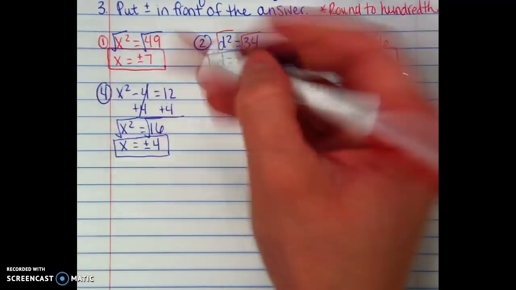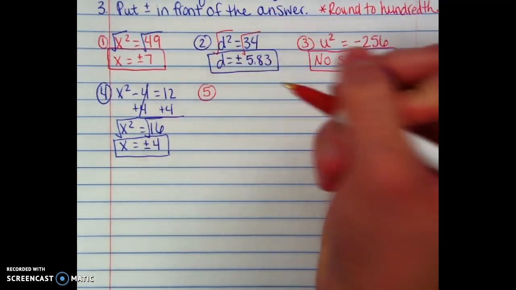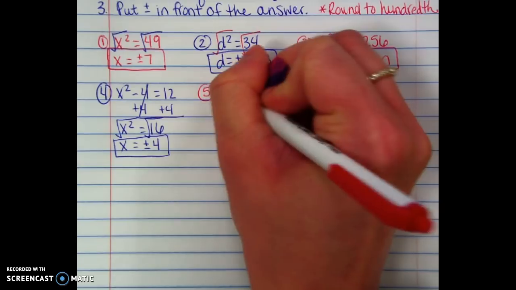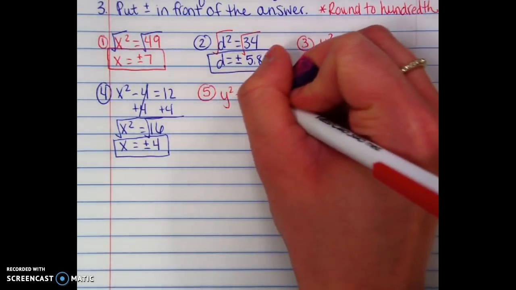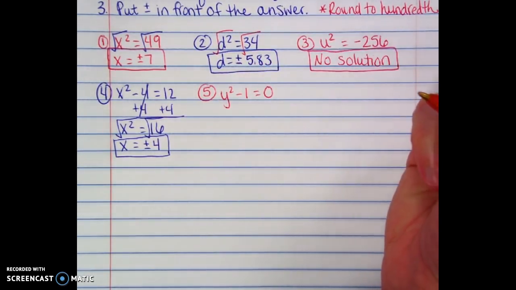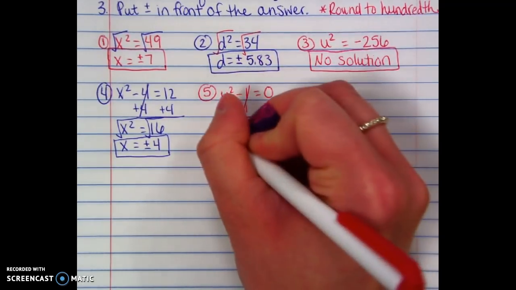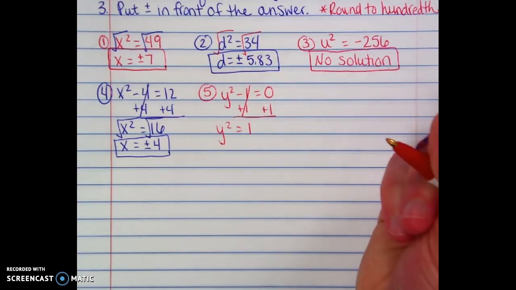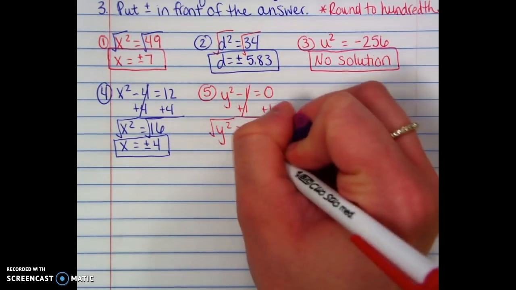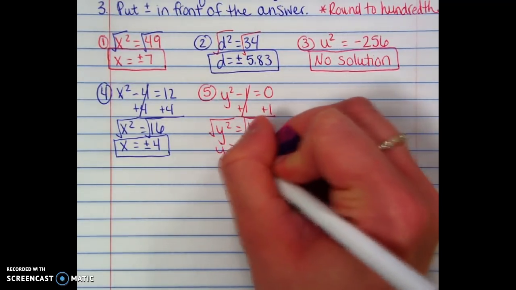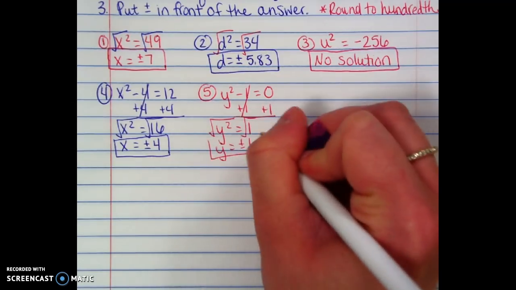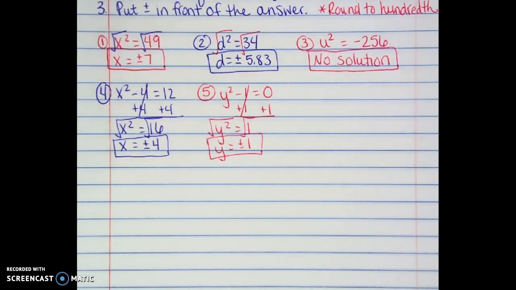Okay, number 5. y squared minus 1 equals 0. I'm going to add 1 to both sides. y squared equals 1, and then I'll square root both sides. y equals plus or minus 1. That's not too bad, hopefully.